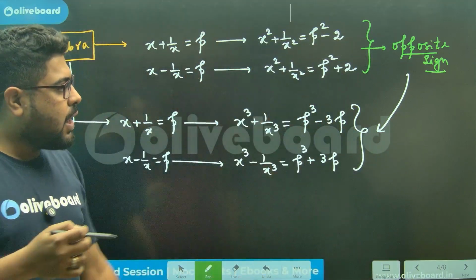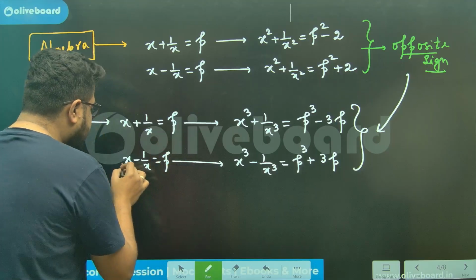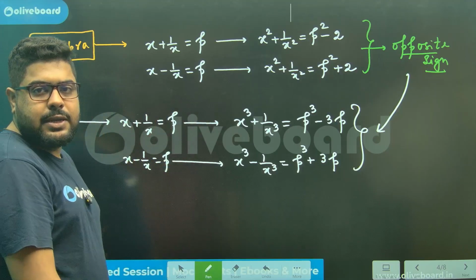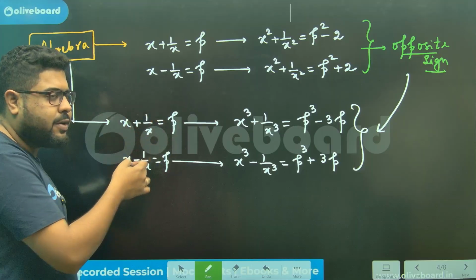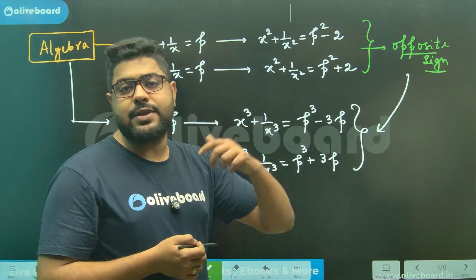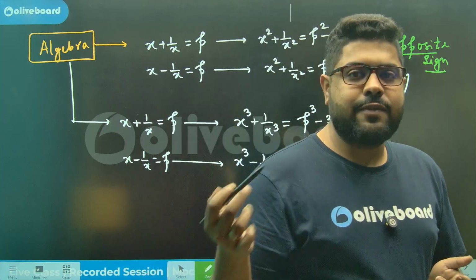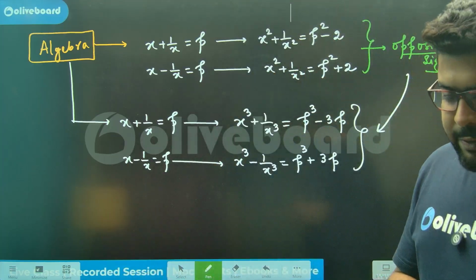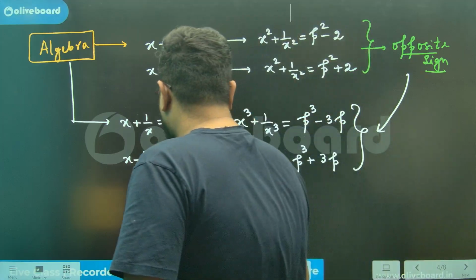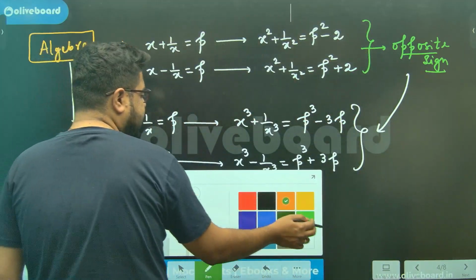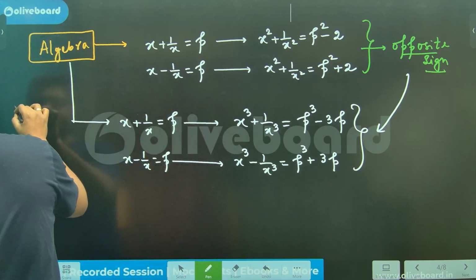Because you see how the proof comes. You just take the whole cube of both sides. If you take the whole cube of x plus 1 by x, you can never get x cube minus 1 by x cube. It will always give you x cube plus 1 by x cube. So these are the four formulas, very, very important from one variable algebra.